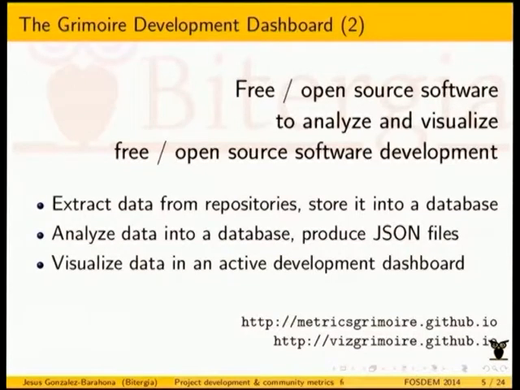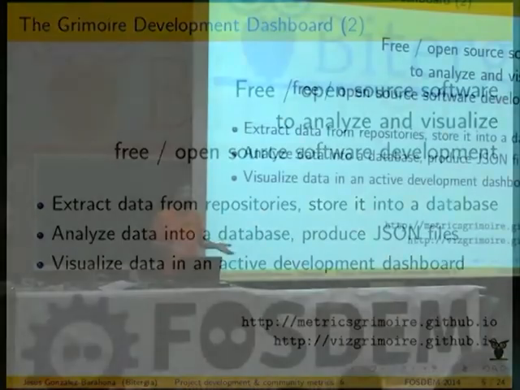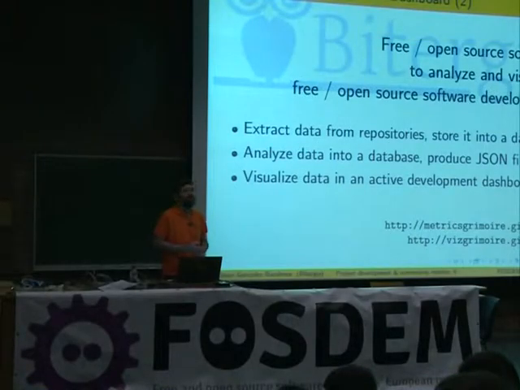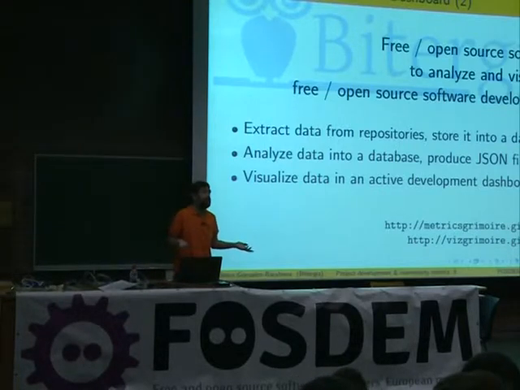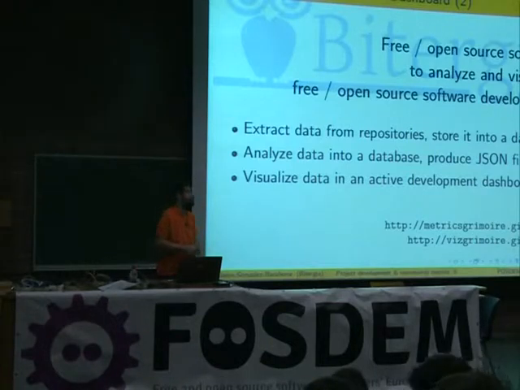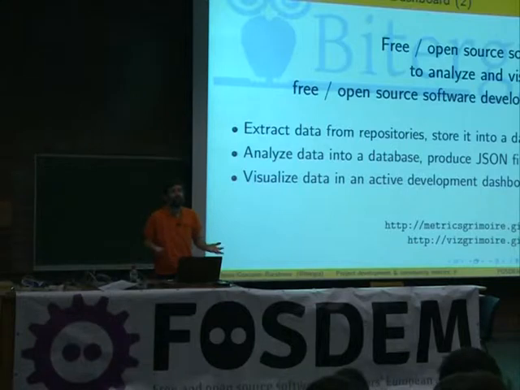The idea is that the Grimoire project is about having a free software infrastructure for analyzing free software projects. So you know that there are some other services in the net that basically analyze free software projects. You can go to Ohloh, you can go to GitHub Stats or some other places, but they are not free software. The idea is, okay, let's run our own stuff on this.